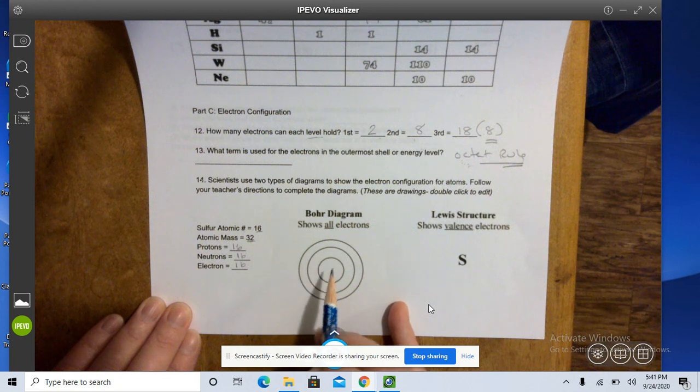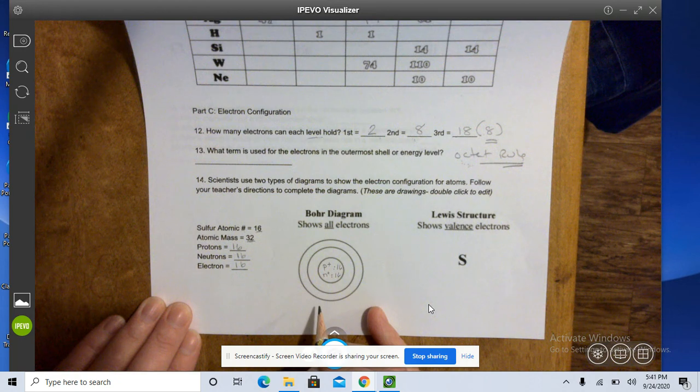For this diagram, you can actually use shorthand, at least for my class. Instead of having to draw all the protons and the neutrons, you can just write P+, that's the shorthand for protons because protons are positive, colon, and then write 16. And then the neutrons are also in the nucleus, so that's N with what we call N naught, or N0, because there's no charge in the neutron, and again, 16.